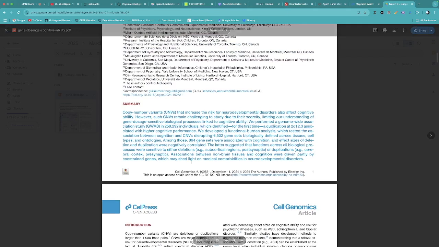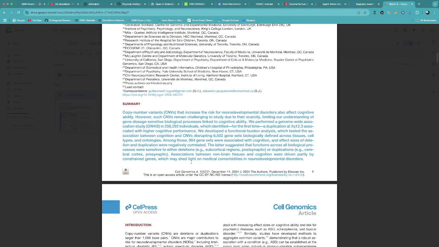So yeah, copy number variants that increase the risk of neurodevelopmental disorders also affect cognitive ability. So this is where we have variations in copy number of alleles that increase the risk of neurodevelopmental disorders. So sometimes you have things that are duplicated that affect cognitive ability, but also neurodevelopmental disorders. That's the kind of thing we're looking for. We're interested in that. However, such CNVs remain challenging to study due to their scarcity, limiting our understanding of gene dosage sensitive biological processes linked to cognitive ability. So what we'll want to understand is how gene dosage, or number of copies of an allele, links to these biological processes that are linked to cognitive ability.